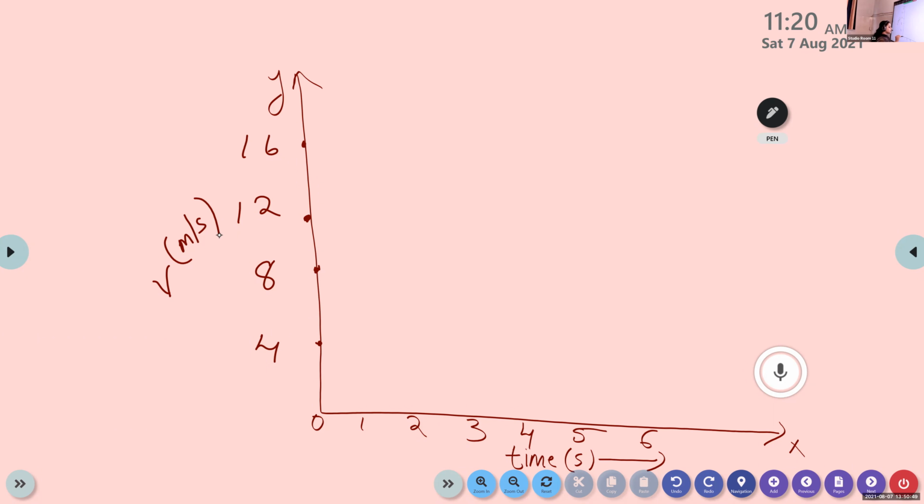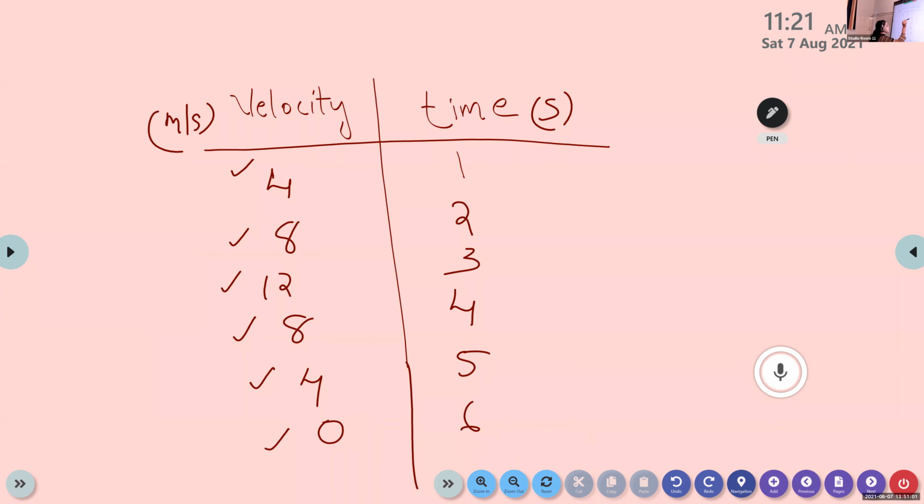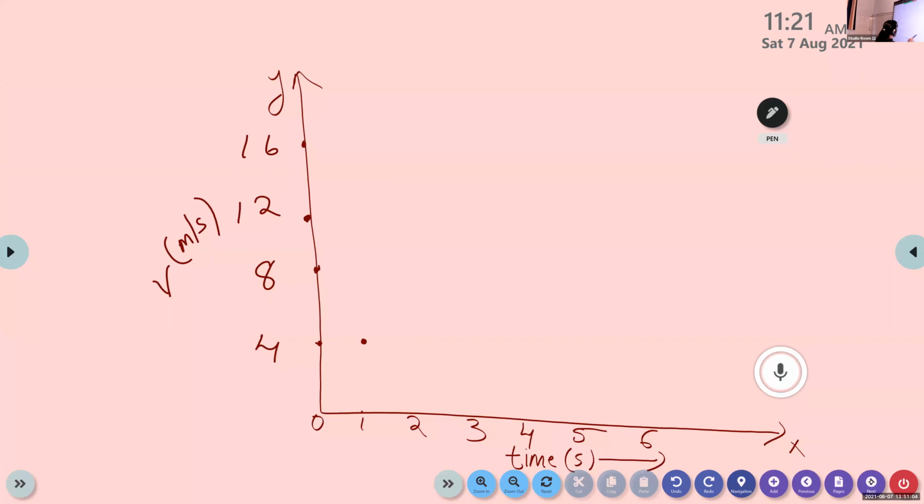Then what about the velocity corresponding to 1 second? It is 4. Similarly, what about the velocity corresponding to 2 seconds? Velocity corresponding to 2 seconds is 8. Velocity corresponding to 3 seconds. Using the scale and pencil, you can mark it as an exact point. Corresponding to 3 seconds, it is 12, right? Okay.